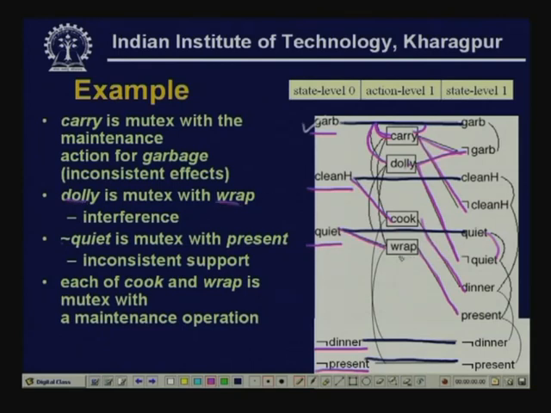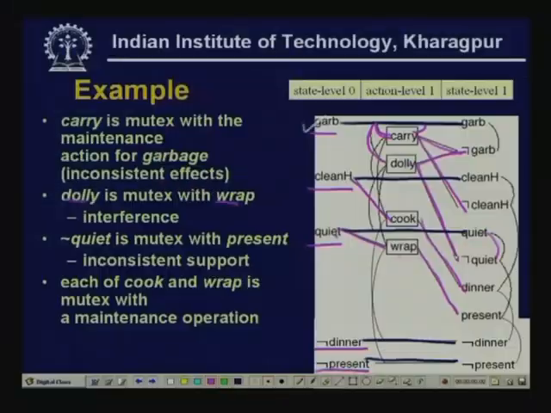Dolly is mutex with wrap because wrap requires quiet and dolly has an effect not quiet. This is an example of interference. Dolly has effect not quiet, wrap requires quiet. So, dolly and wrap cannot occur together.